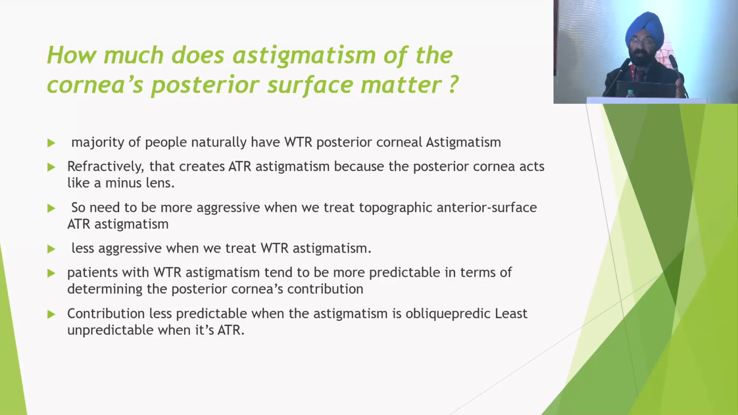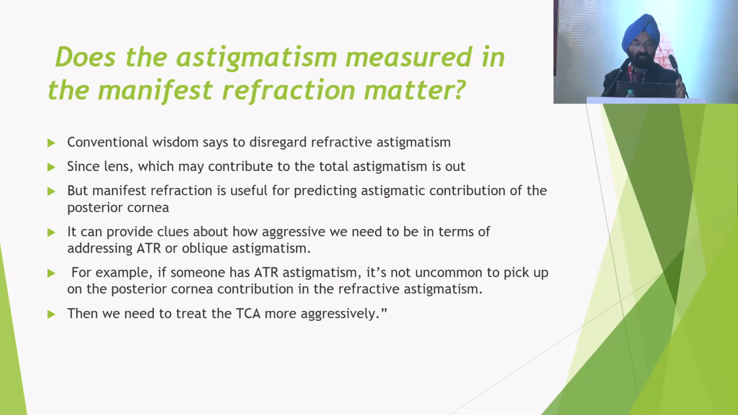How much does astigmatism of the posterior corneal surface matter? It is important because the majority of people naturally have WTR anterior corneal astigmatism, but the posterior corneal astigmatism translates to a negative WTR effect, so it becomes against the rule astigmatism. That implies that if there is ATR astigmatism, we have to be more aggressive in treating it compared with with-the-rule astigmatism. Does the astigmatism measured in the manifest refraction matter? Conventional wisdom says to disregard it, but it is important because it gives us some idea about the posterior corneal astigmatism, and then this value can be useful.